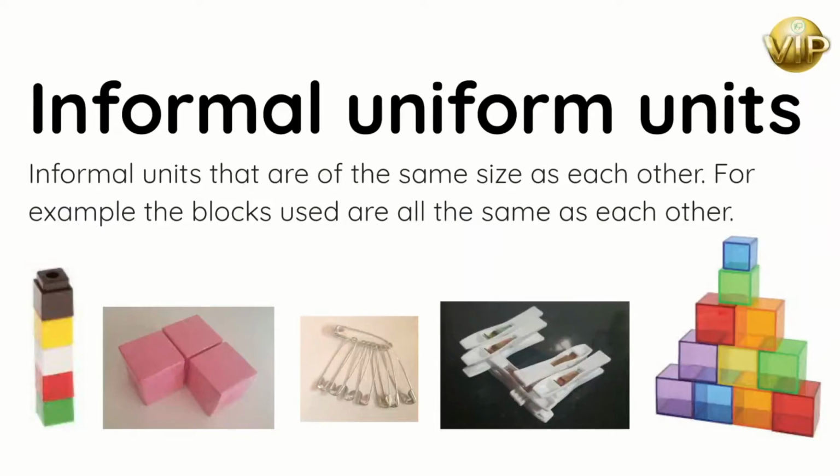So this final lesson has a VIP to begin about informal uniform units. These units are of the same size as each other. For example, the blocks that you can see in the images below are all the same size as each other. You can see that the bobby pins are all the same in size, and the pegs are all the same size as each other. So uniform units are the same units, and informal just means we're measuring with different types of objects.